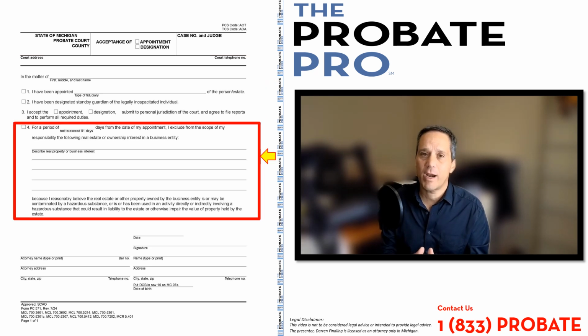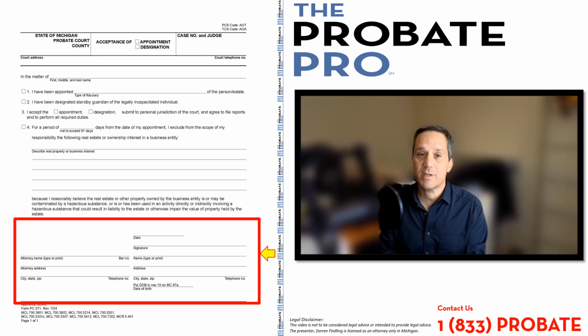Paragraph 4 is rarely used, but it allows for you to exclude from the appointment and the scope of appointment any responsibility for real estate or ownership in a business entity. This is generally used in deceased estates in which there may be, for example, environmental problems or other aspects of the appointment that create liability and risk of which you'd like to exclude yourself from being involved.